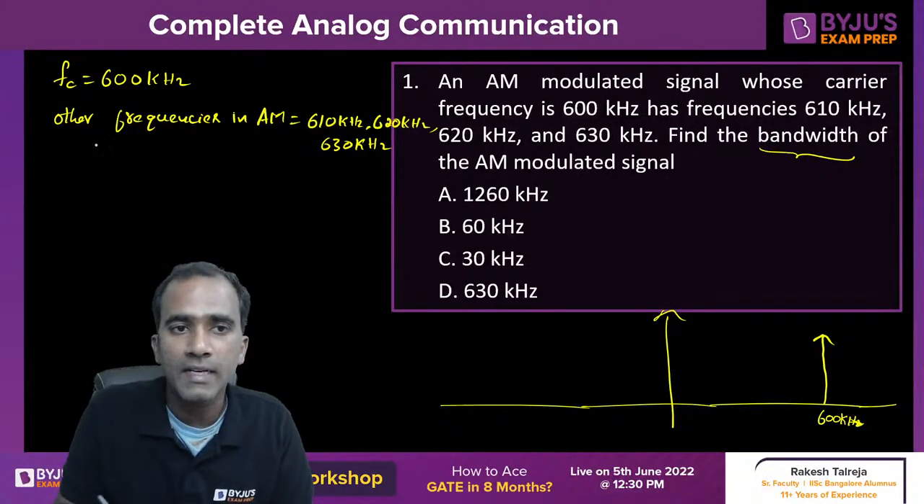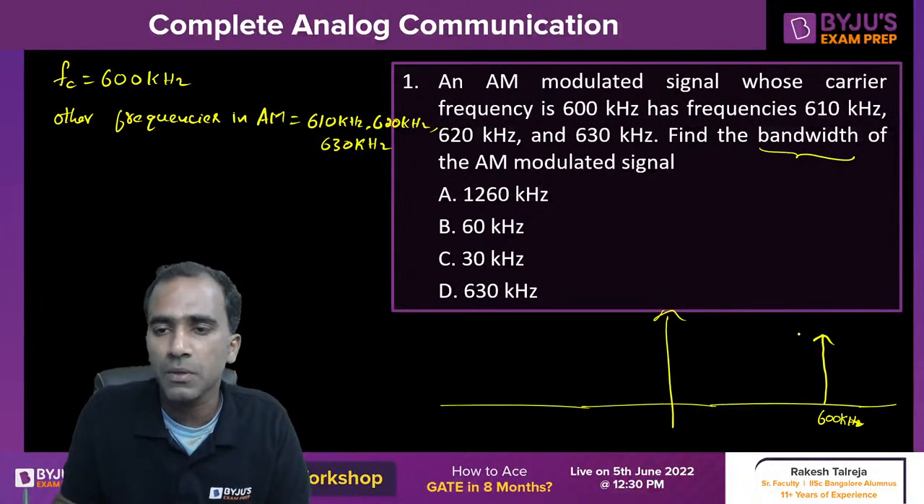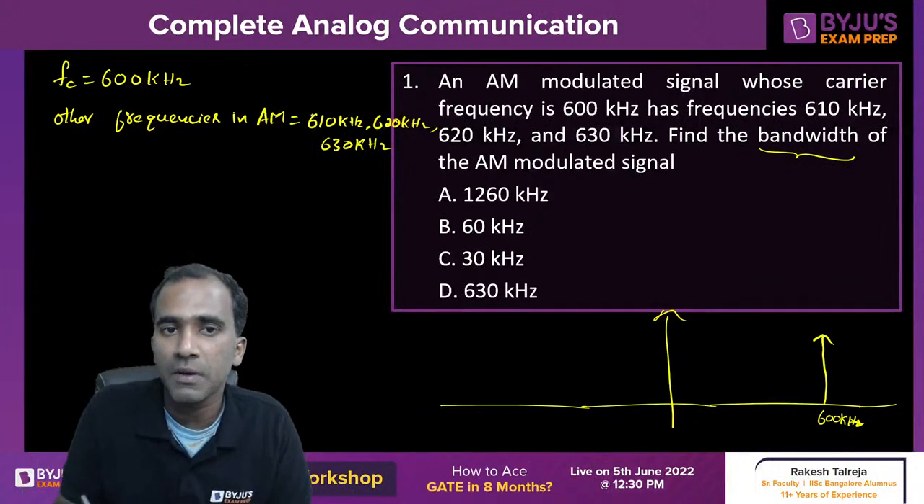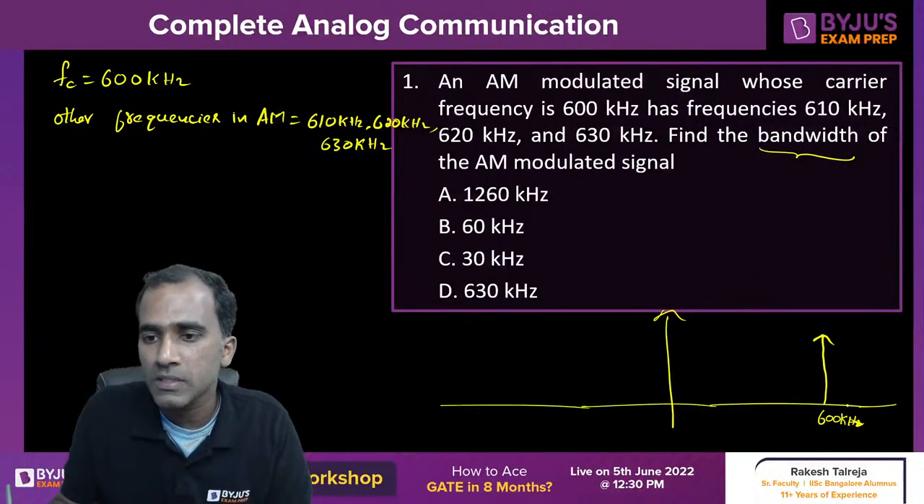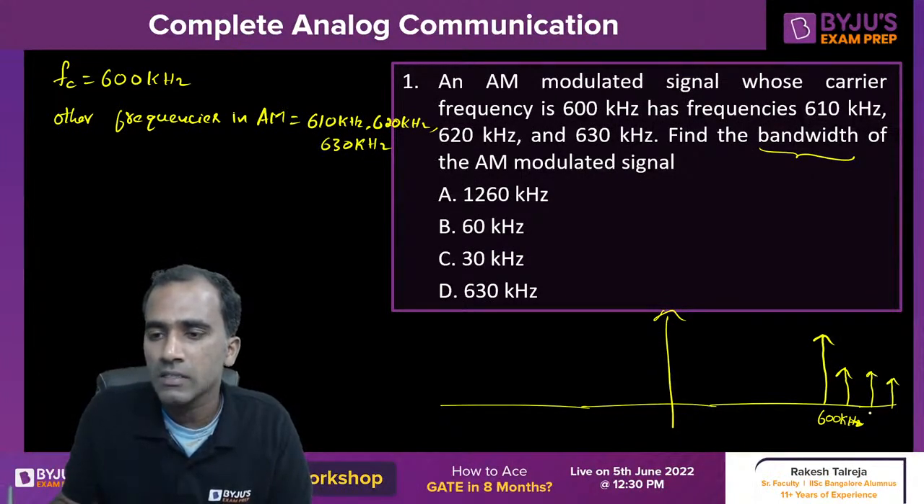And they are also saying that there are other frequencies in the AM signal. What are the other frequencies? Apart from the carrier frequency, what are the other frequencies present? The other frequencies correspond to the message, and the frequencies are at 610 kilohertz, 620 kilohertz, 630 kilohertz. This is 610. This is 620, and this is 630, right?